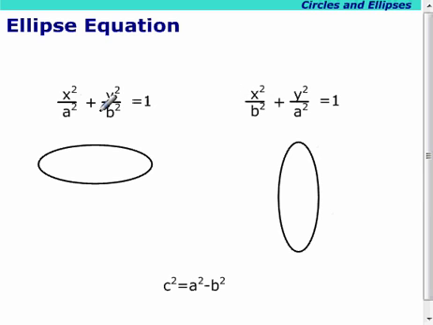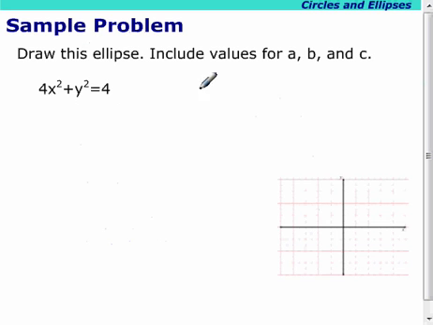Now you may wonder, well, these are just letters. What if I throw numbers in? How can I determine which is a and which is b? In ellipses, a is always greater than b. Whoops, that's sort of funny. I said it right, but I wrote it wrong. a is always greater than b, so it's always larger. So I just look at what the number is underneath, and whichever one's larger, that is a squared. The other one must be b squared.